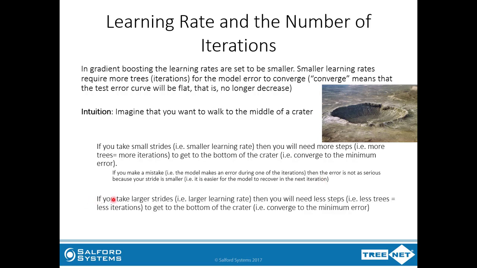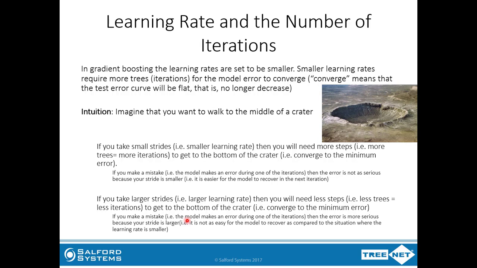Now, if you take larger strides, meaning you have a larger learning rate, then you will need fewer steps to get to the bottom of the crater. So you'll need fewer trees to get to the minimum error. But the issue with larger learning rates is that if you make a mistake, meaning that the model makes an error during one of the iterations, then the error is going to be more serious because your stride is larger, meaning you've pushed in a certain direction more than you perhaps should have. And so it's not as easy for the model to recover as compared to the situation where the learning rate is smaller. And so we want to keep the learning rate smaller.